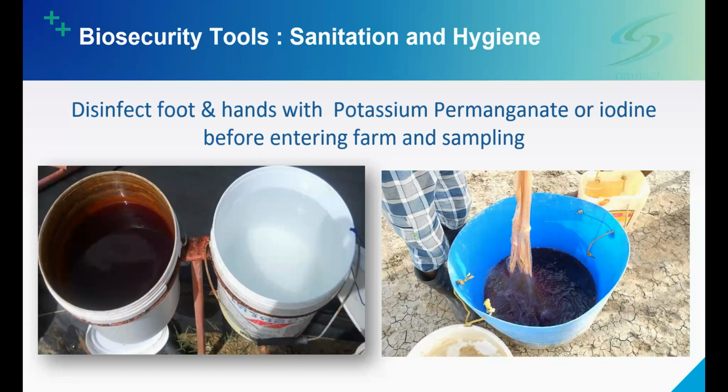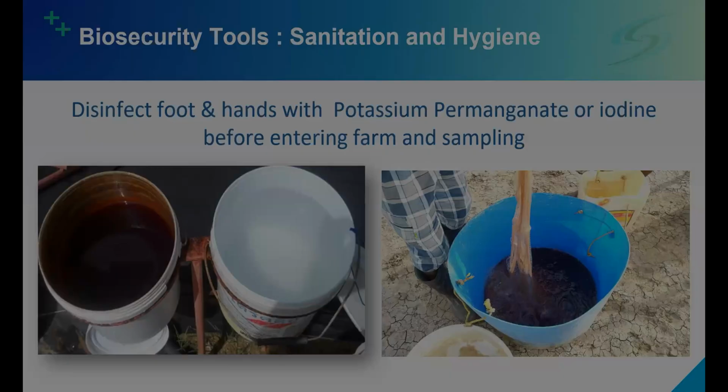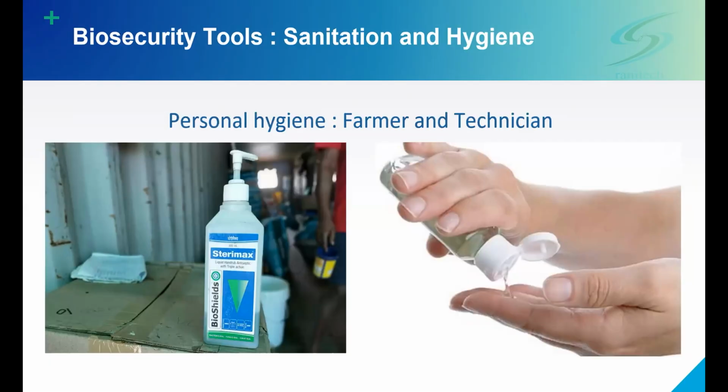We have to disinfect our foot and hand with potassium permanganate or iodine before entering the pond and also while sampling. And I suggest all the technical staff, farmers and supervisors, you need to have a sterilizer in your pocket. After COVID, it is very famous and familiar. It is available everywhere. So we have to maintain personal hygiene as we go from pond to pond. You may not use potassium permanganate efficiently, but if you use the alcohol sterilizer properly, it helps in sterilizing your hand.